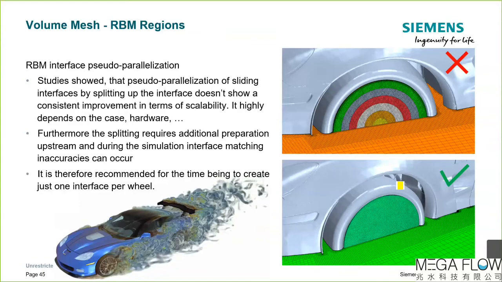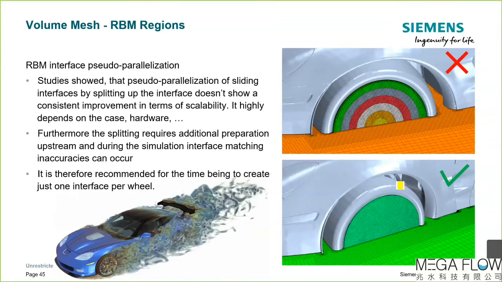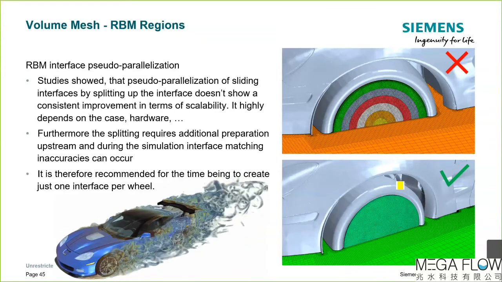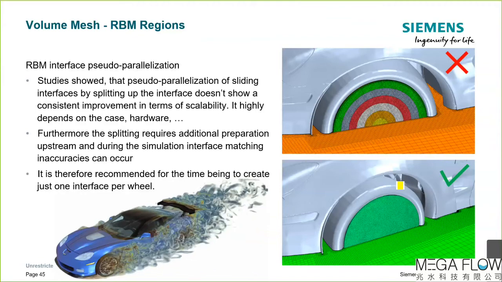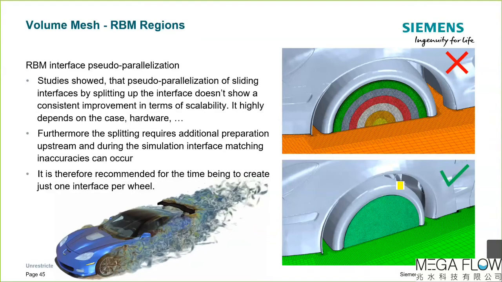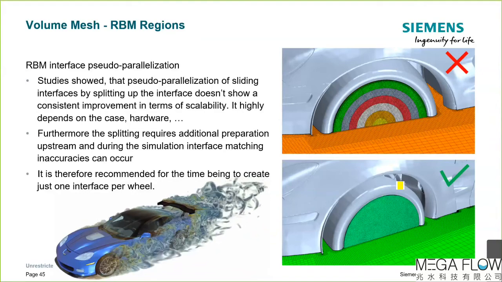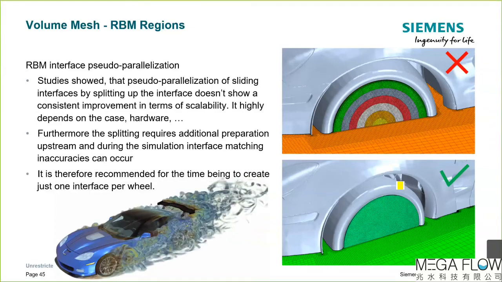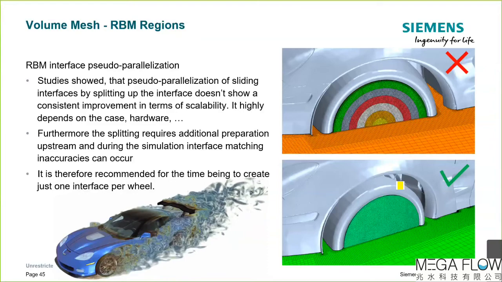Then you have to keep in mind that some additional preparation upstream of the process is needed in order to split up the interfaces. During the solving process, it can happen that not every face is perfectly matching on the interface. So that's why we recommend to create just one interface for each wheel for the time being.